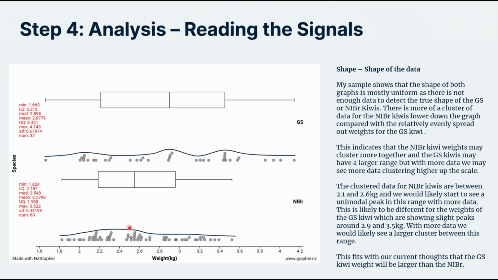But this is likely to be different for our great spotted kiwis. We can see that there is quite a large range, but there is a slight peak around 2.9 kilos and 3.5 kilos. With more data, it's likely that we may start to see a cluster in this range. And this kind of fits with our current thoughts that the great spotted kiwi is larger than the North Island brown kiwi.